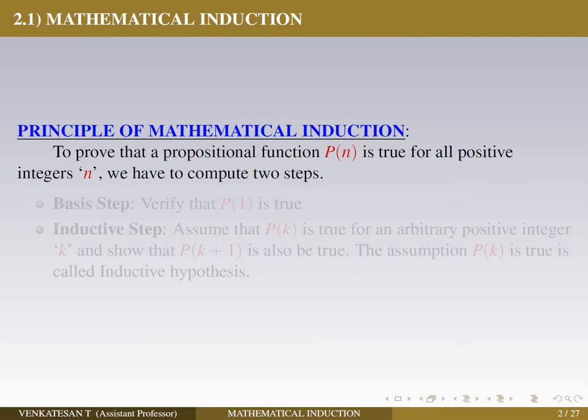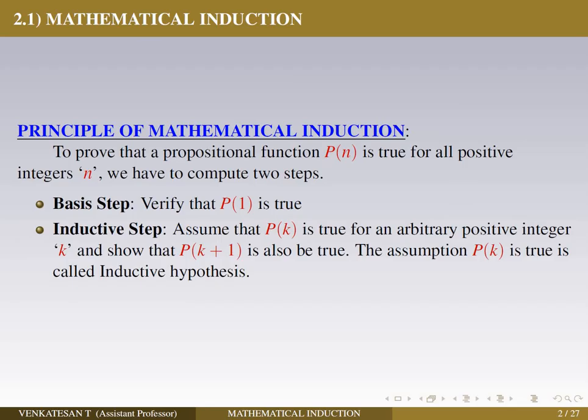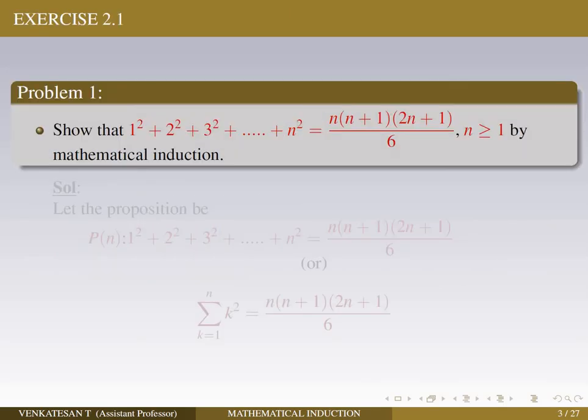To prove that a propositional function P of n is true for all positive integers n, we have to complete two steps. First one is basis step and second one is inductive step. In basis step, we want to verify that P of 1 is true, where 1 is the initial value. And in inductive step, we have to assume that P of k is true for any positive integer k, and to prove that P of k plus 1 is also true. Here, the assumption P of k is true is called inductive hypothesis.